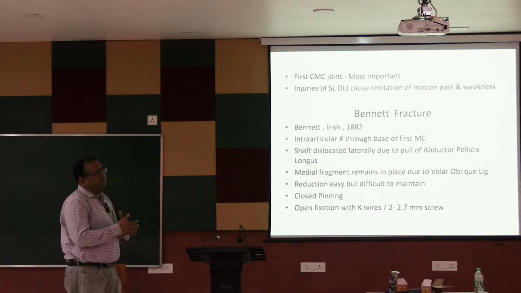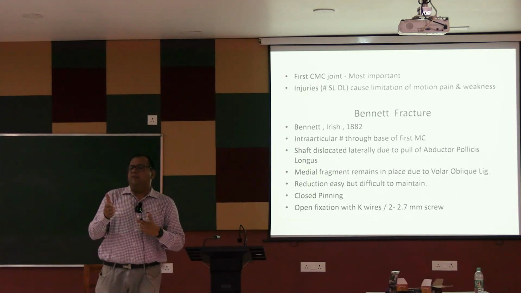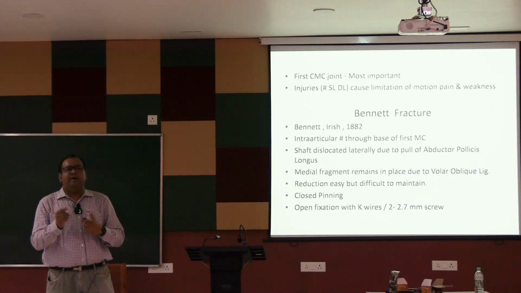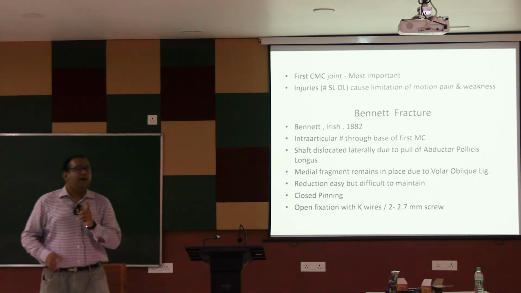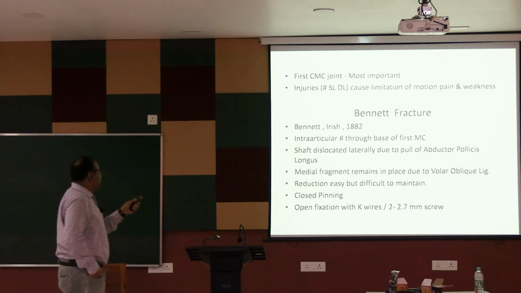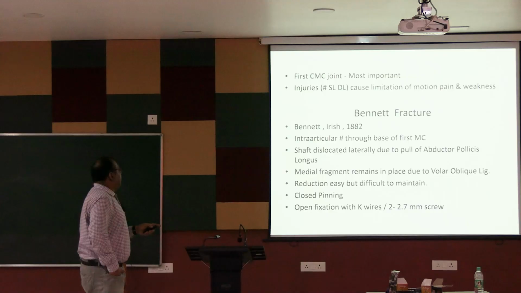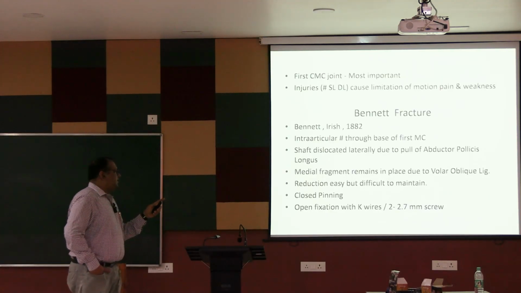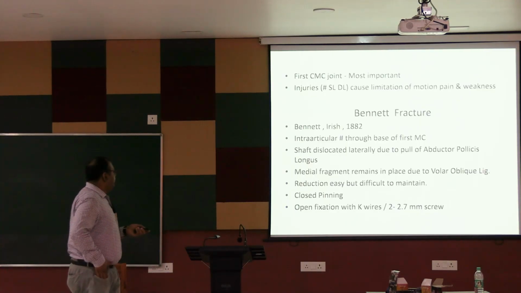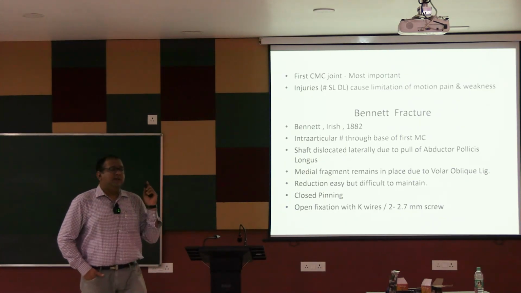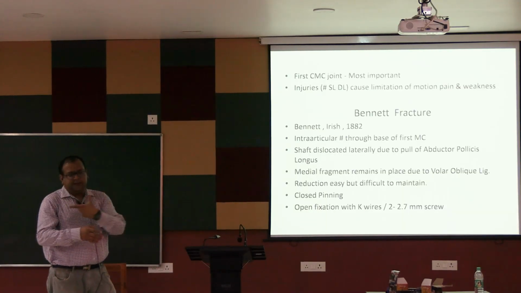It's an intra-articular fracture. What's an intra-articular fracture, do you know? An intra-articular fracture is one which goes through the joint. Any joint involved in a fracture, that fracture is known as an intra-articular fracture. So this is an intra-articular fracture. The shaft is dislocated laterally. I'll show you the picture in a few minutes. And the medial fragment remains in place due to the volar oblique ligament. And the abductor pollicis displaces the shaft laterally. Management is operative. It is done by K wires, right? K wires, you fix it with the K wire.